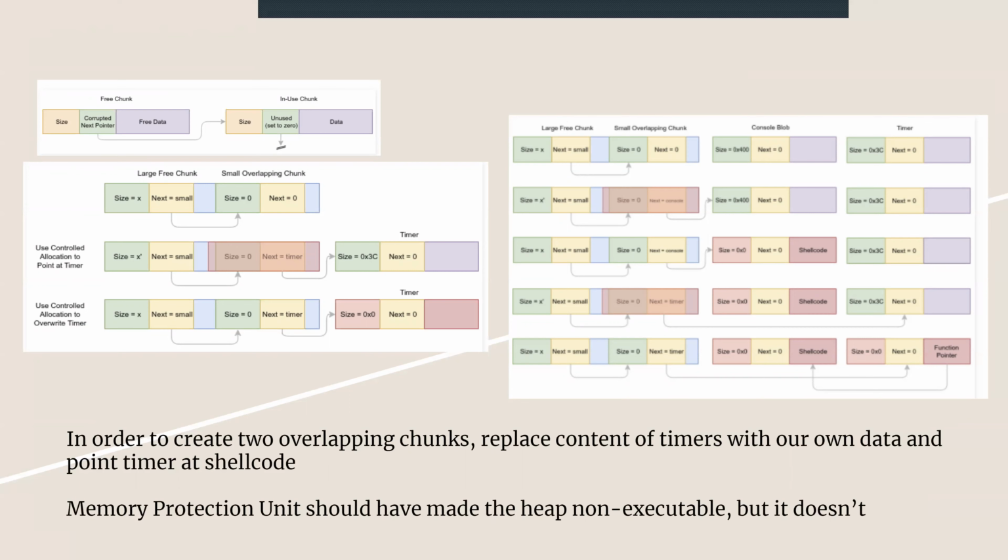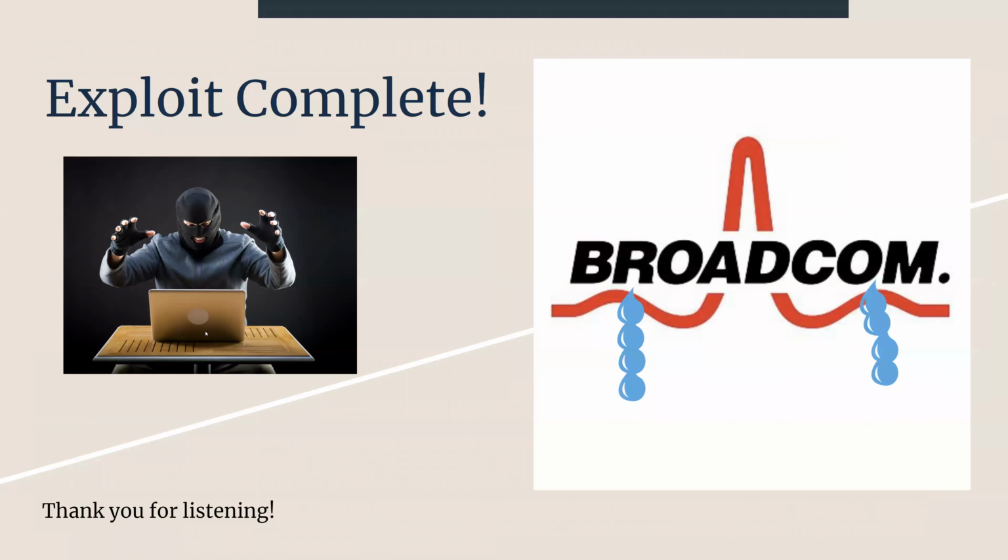So putting it all together, we can hijack a code chunk to store our shellcode, then hijack a timer to point at the shellcode so that once the timer expires, the shellcode will be executed. And that's the exploit. After Broadcom was notified of this issue, they updated their firmware to properly use the MPU and added additional hardware security.